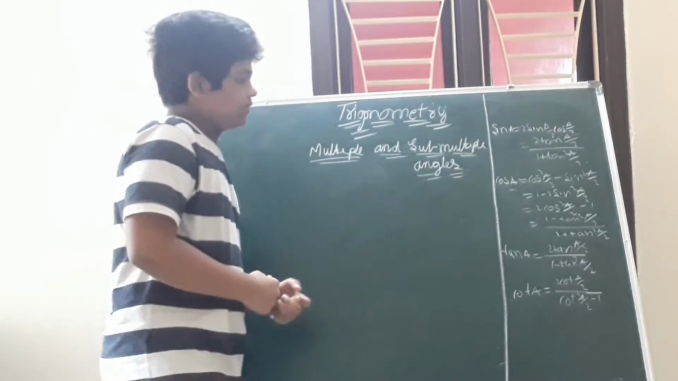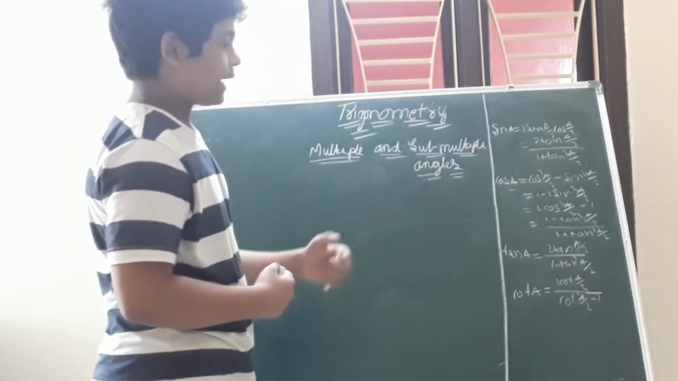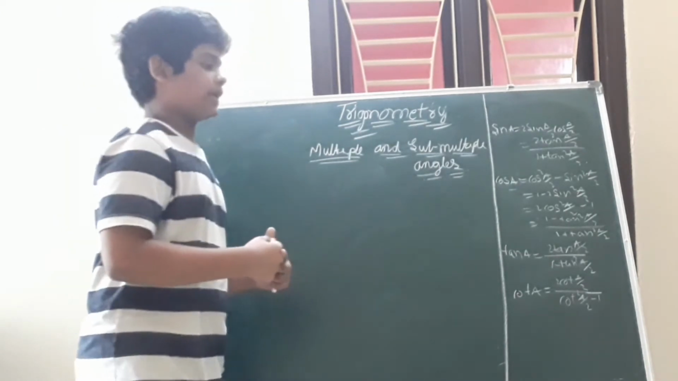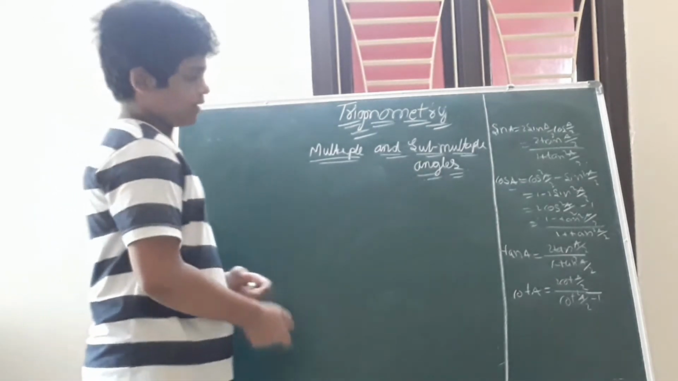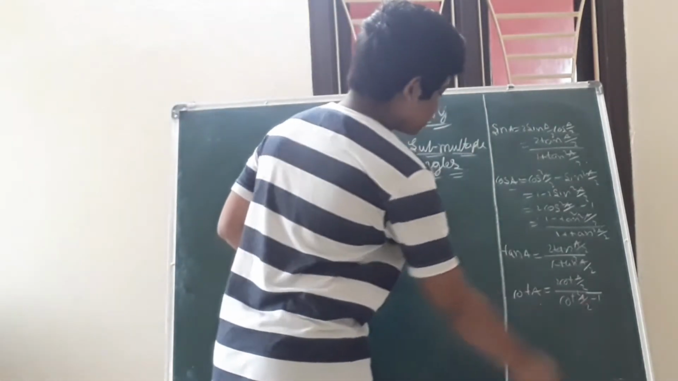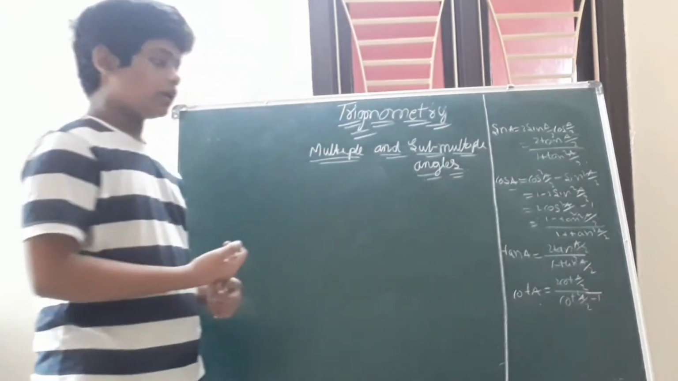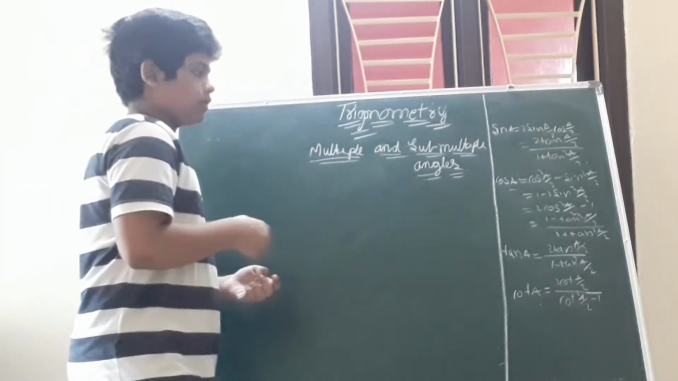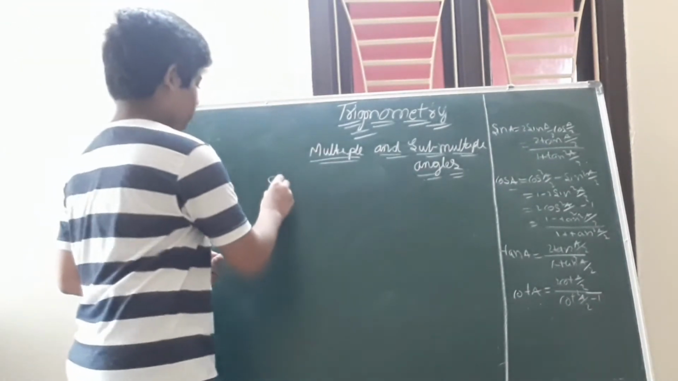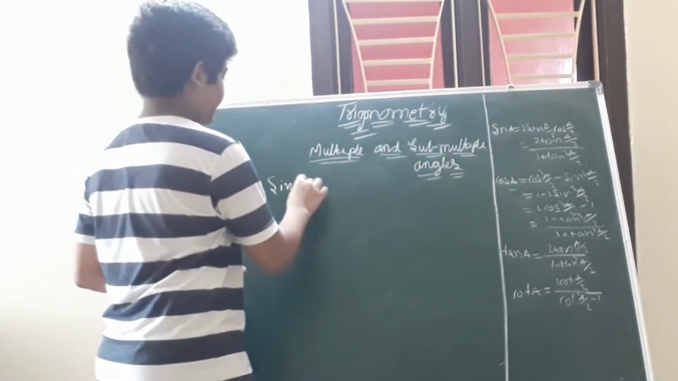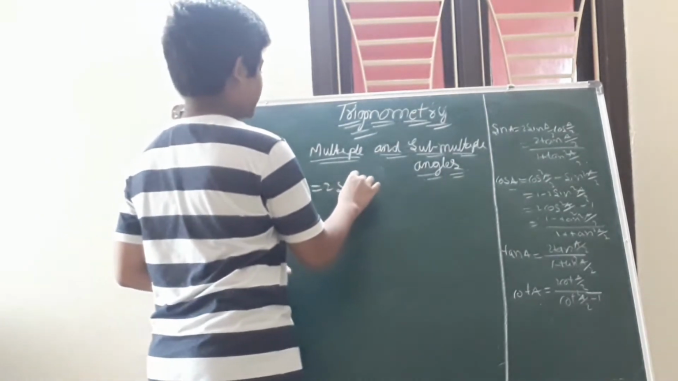And the third one is tan A equals 2 tan A by 2 by 1 minus tan square A by 2. And the last one is cot A equals cot square A by 2 minus 1 by 2 cot A by 2. So first let us discuss the proof of sin A equals 2 sin A by 2 into cos A by 2.